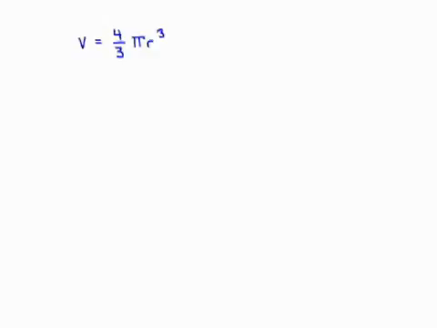Normally, when a function's been given in this form, V equals 4/3 pi r cubed, we would be given dr and be asked to find dV. However, in this case, we've been given dV and been asked to find dr. There are two different techniques we can use to accomplish this. The first method is what we're going to show on these particular screens.